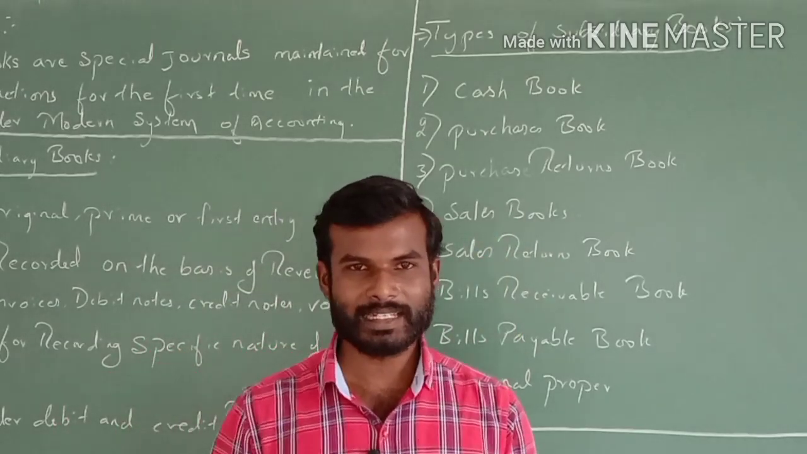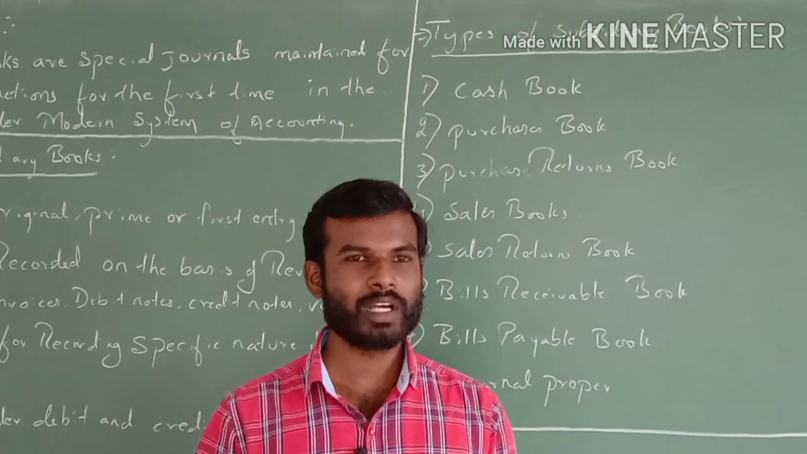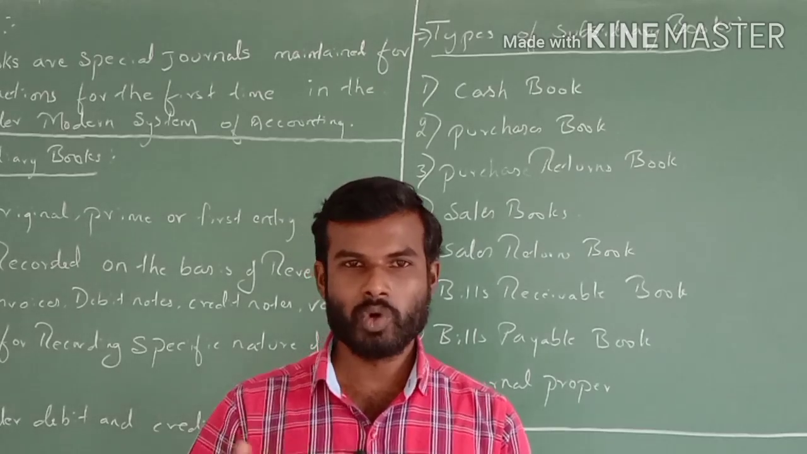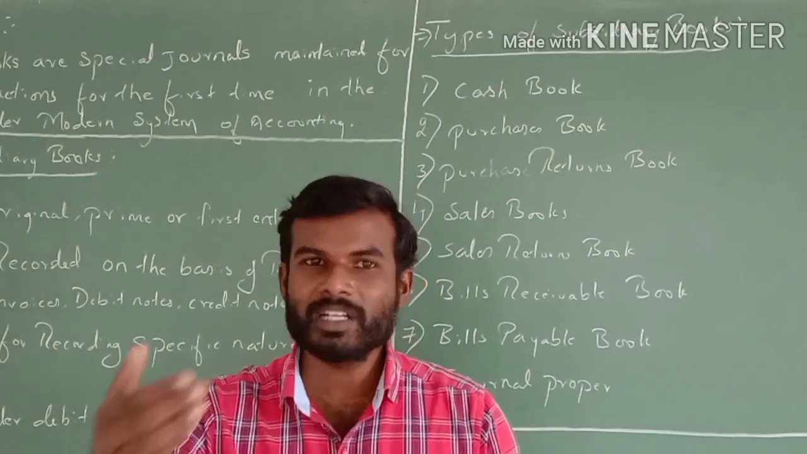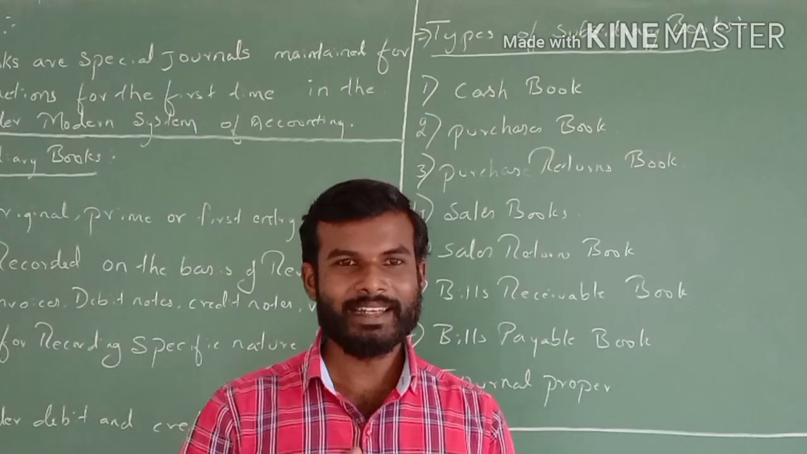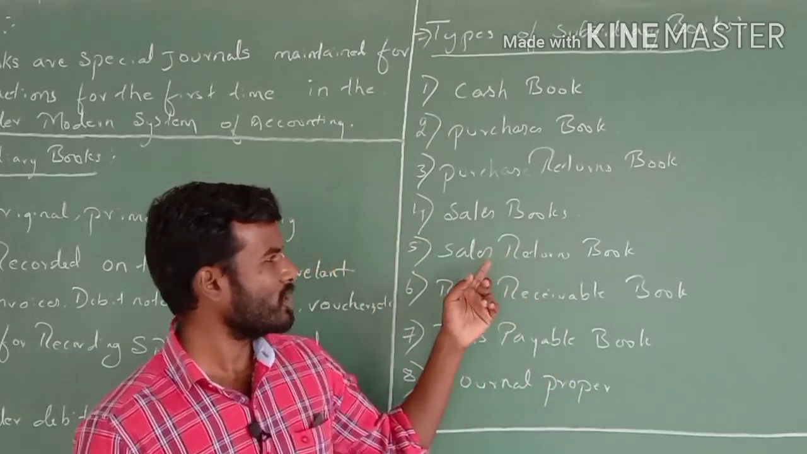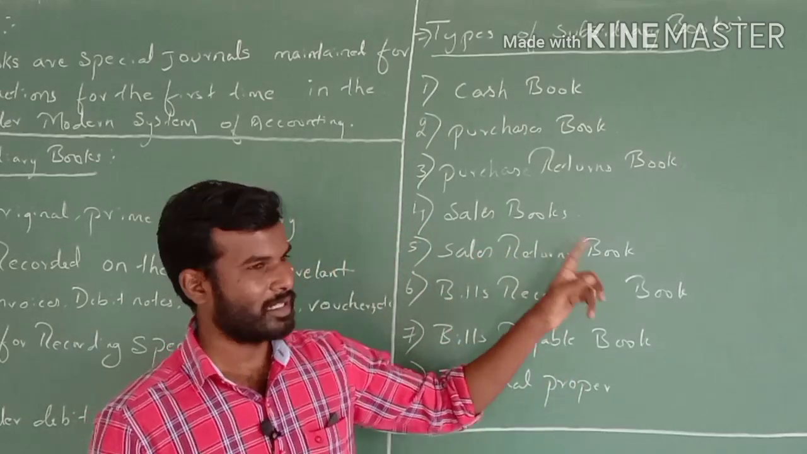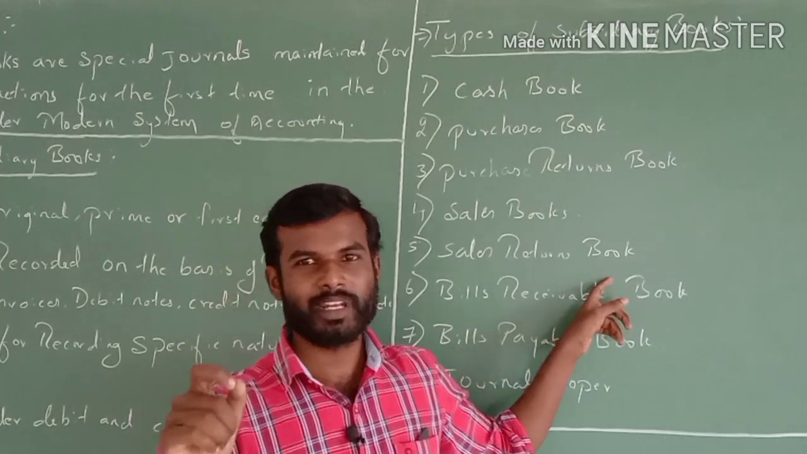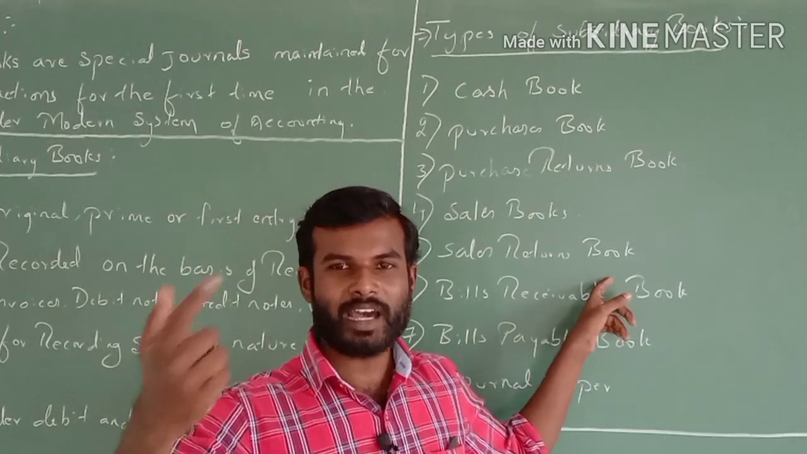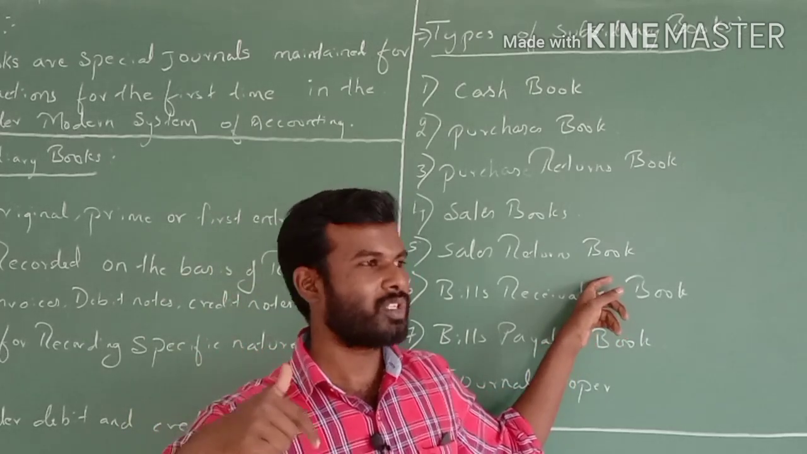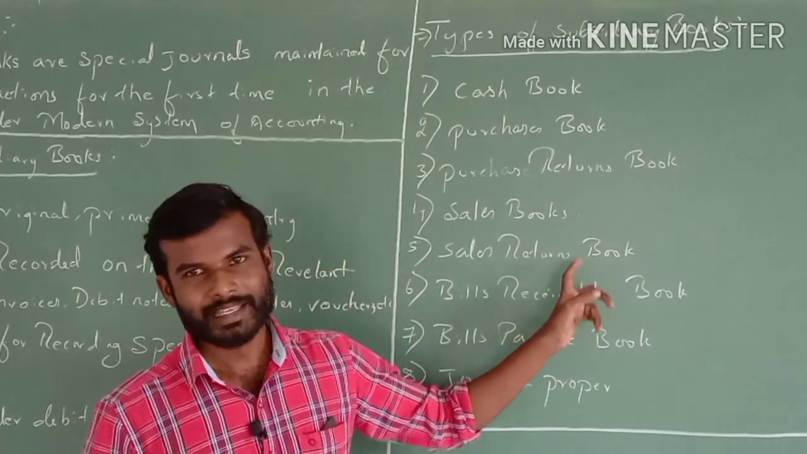In the sales returns book, whatever sold goods are damaged and the customers return to us, that type of transactions can be recorded in the sales returns book. That means whichever goods the customers are returning to us, those transactions will be recorded in the sales returns book.